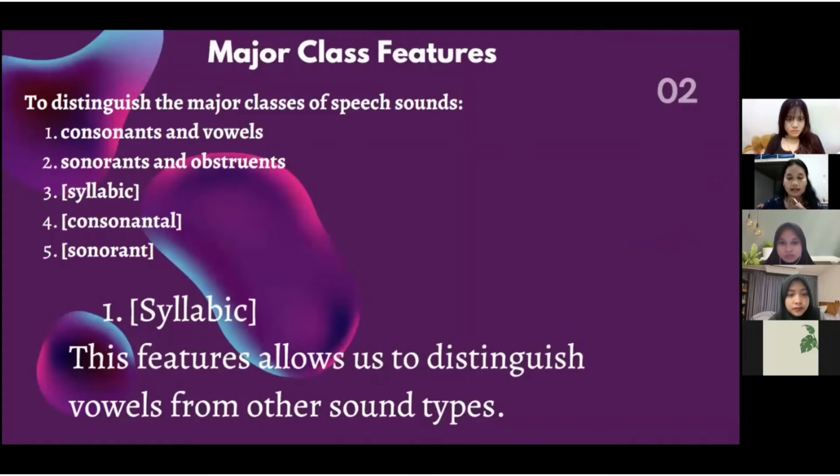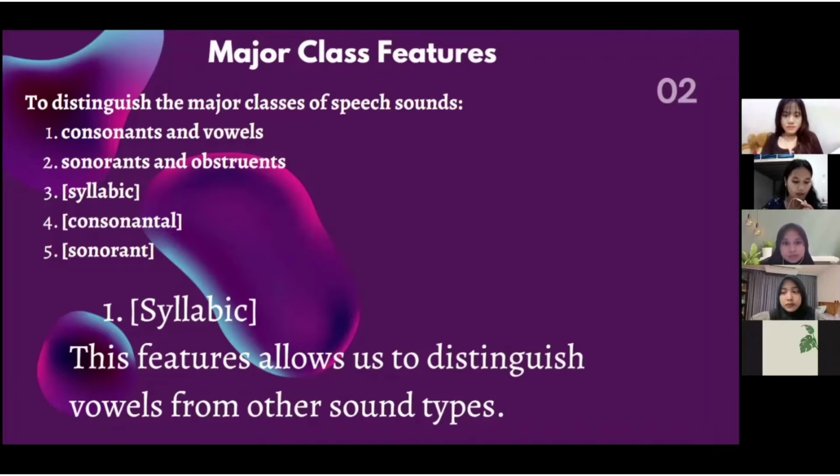Okay, the next topic we will explain is major class features. Major class features distinguish the major classes of speech sounds: consonants and vowels, sonorants and obstruents. We use the features syllabic, consonantal, and sonorant. First we will explain syllabic. This feature allows us to distinguish vowels from other sound types.